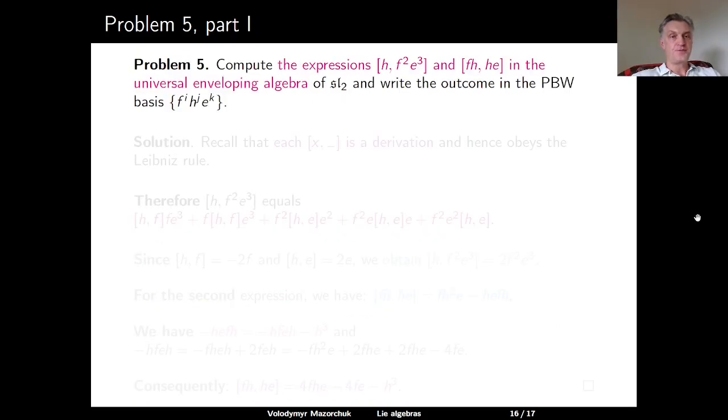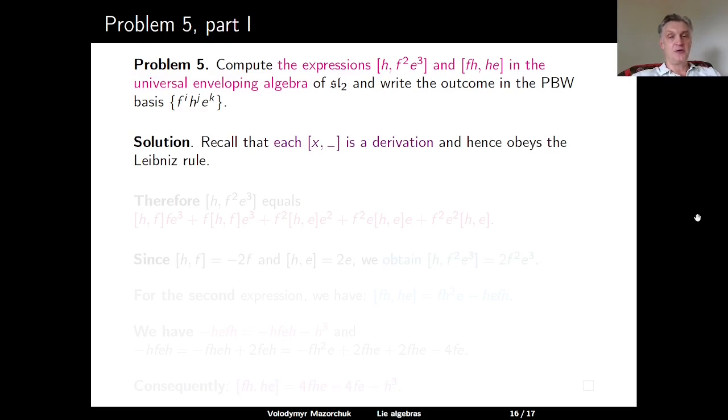Problem 5. Compute the following two expressions in the universal enveloping algebra of SL2 and write the outcome in the PBW basis f to the power i, h to the power j, e to the power k of this algebra. The two expressions are the following: the Lie bracket of h with f squared e cubed, and the Lie bracket of fh and he. Solution.